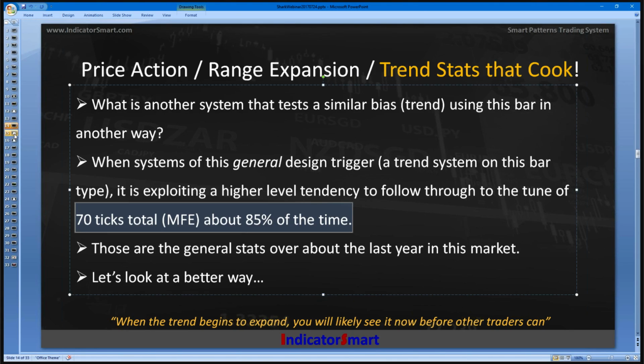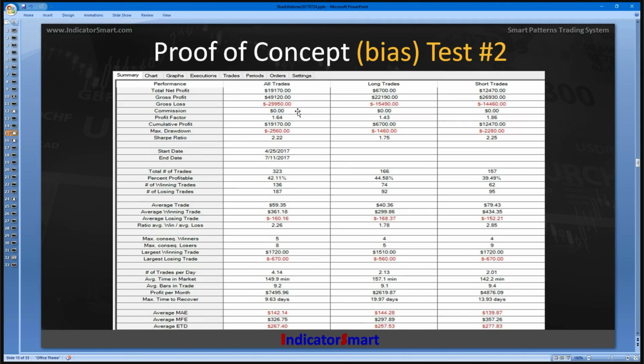So let's look at a better way. That last one I think turned about 10,000 or something, and the average trades were only about $40 or something. The short side was better than the long side. But what this system does is it looks at the trend, and so very often it will get into the trade before the Donchian triggers.